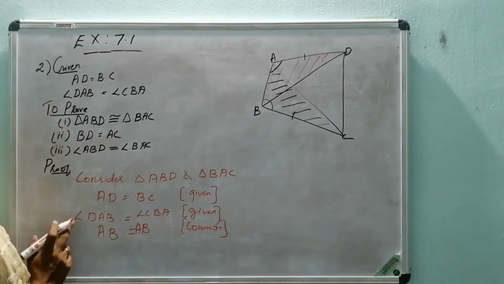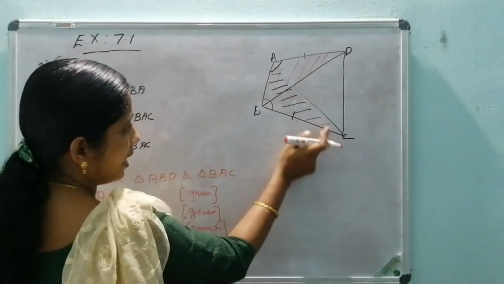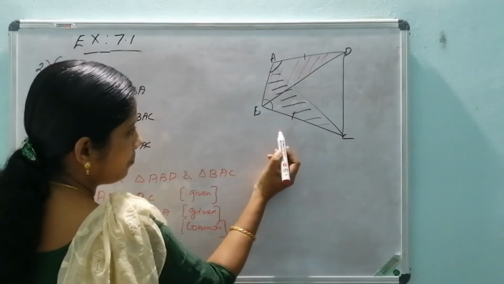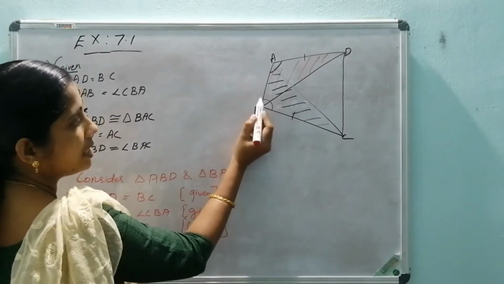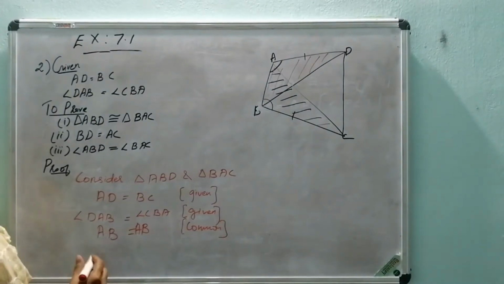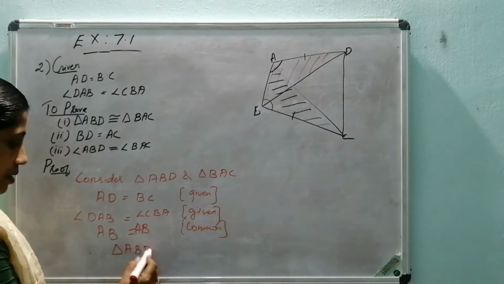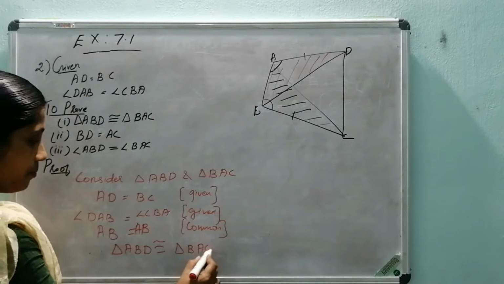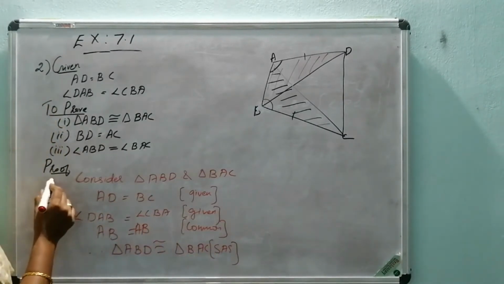So what can we say? Two sides. Check whether it is an included angle or not. Consider one triangle. Here one side is this one and the other side is BC. These two sides are there. Then the included angle, yes, it is the included angle. So the SAS congruence rule is fulfilled. Therefore we can say that triangle ABD is congruent to triangle BAC by SAS congruence rule. So the first part is proved.